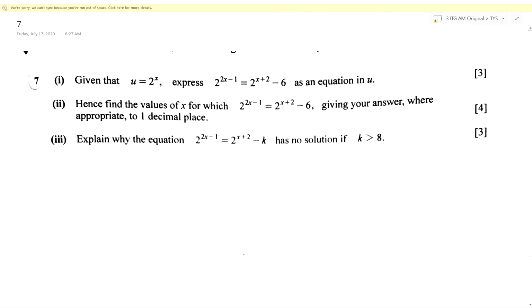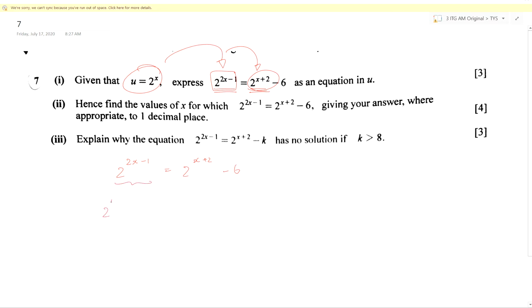Okay, next question 7, part 1. They want us to use this substitution, u equals to 2 power x, to substitute it over here and over here to form an equation in u. So we can see that, yes, this is indeed made of 2 to the power of a combination of x. Likewise over here. So we have to manipulate whatever is on the left hand side and this term on the right hand side to be in terms of 2 power x. So let's start with that. 2 power 2x minus 1. On the right hand side, x plus 2 minus 6.